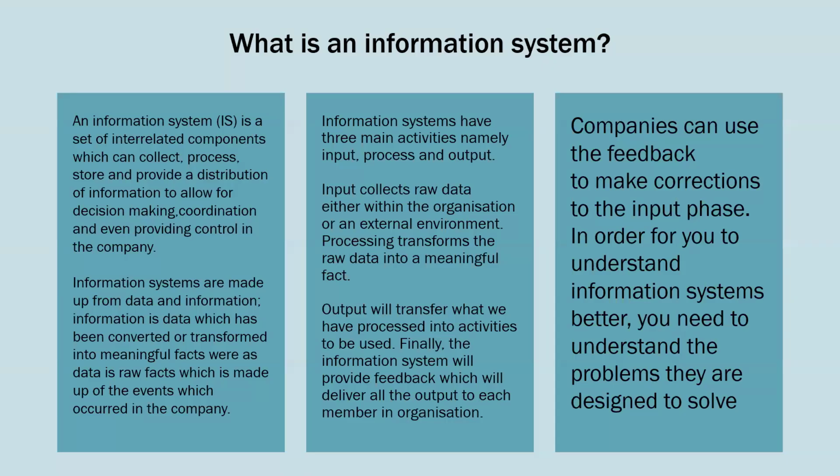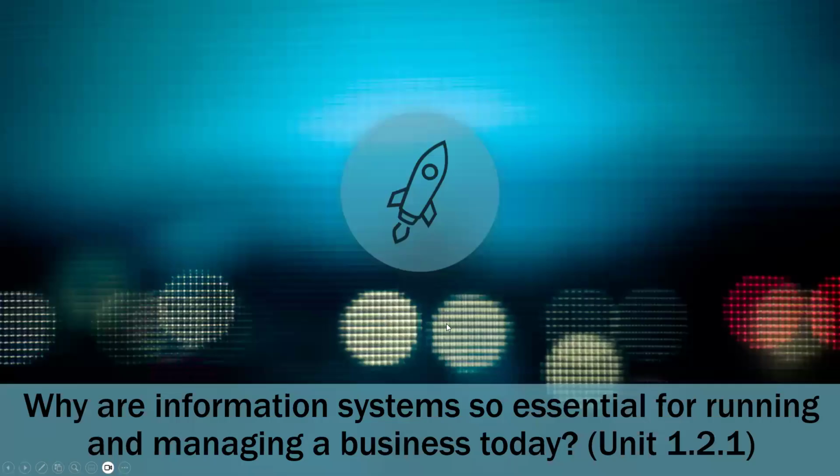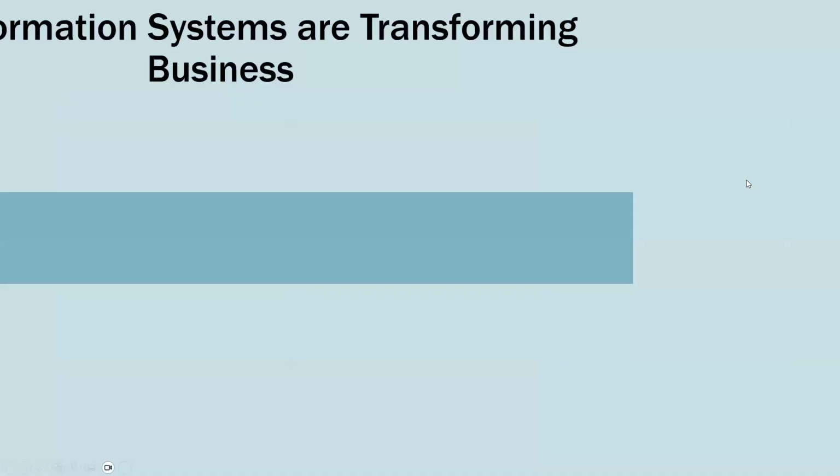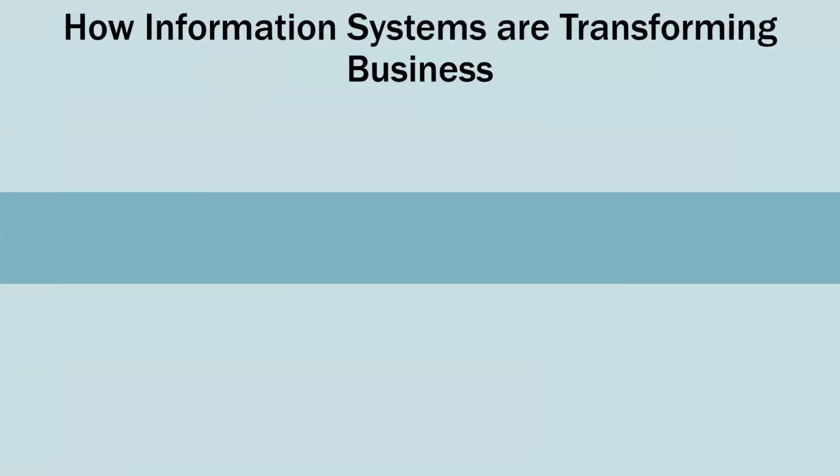In order for you to understand information systems better, you need to understand the problems that they are designed to solve. So let's look at the first subunit. Here I was just defining what information systems is. So why are information systems so essential for running and managing a business today? Why do we need information systems? Why do we have software? You've got this software. For you to be a manager, you must know this software. For this work, you must understand this software. Why do we need those software in the first place? That's what we're talking about.